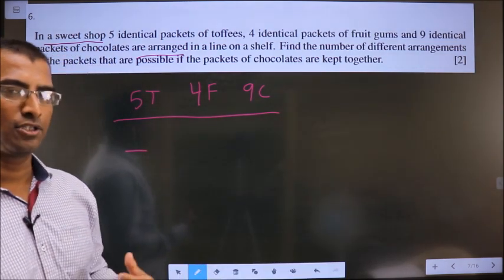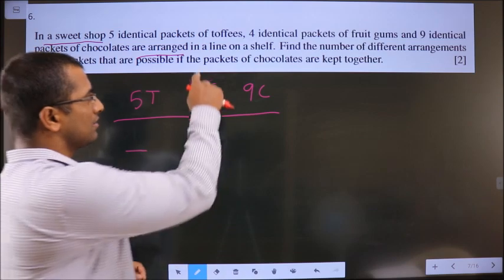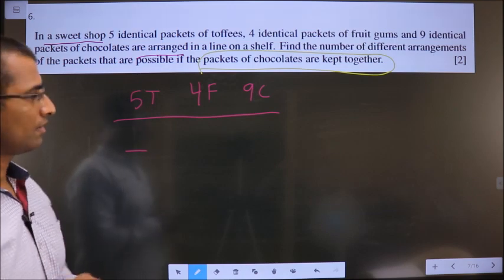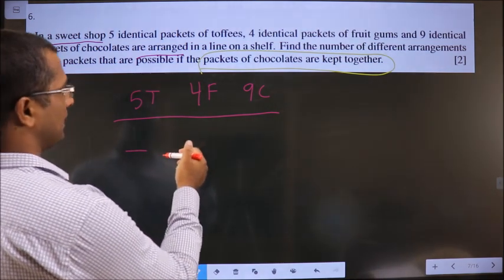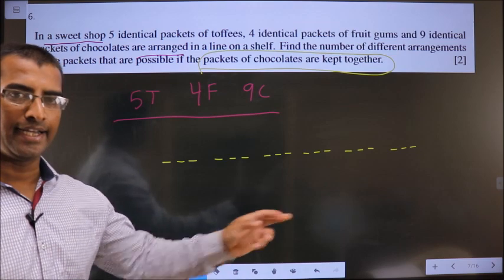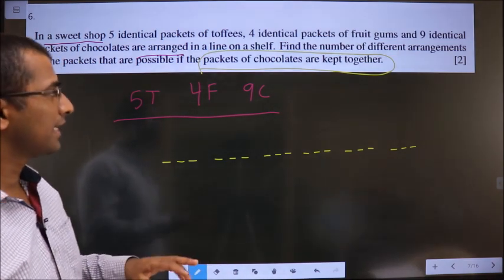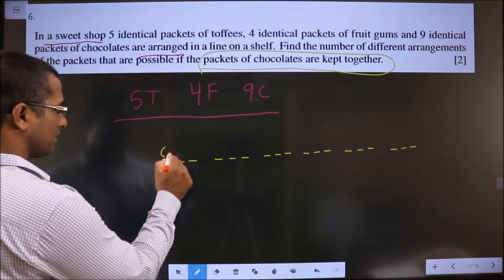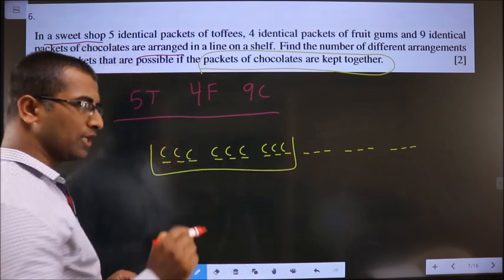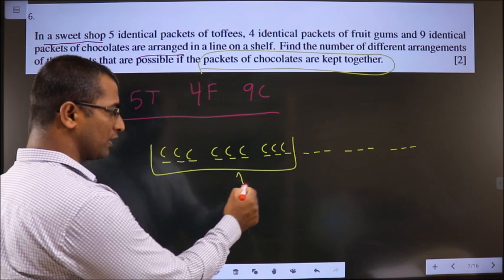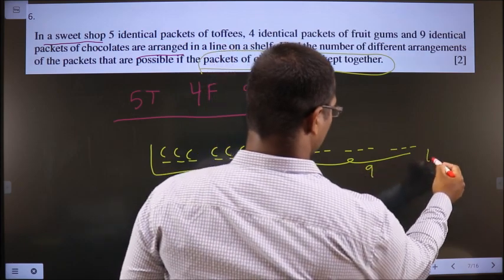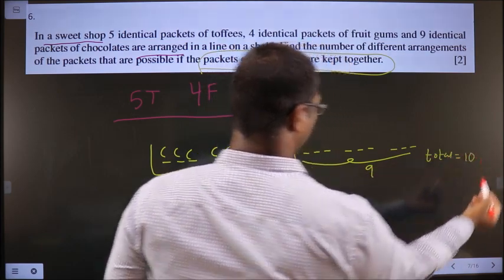Now, what condition I should check is packets of chocolates are always kept together. So now, how many of them are present? 5 plus 4, 9, 9 plus 9, 18. So total is 18, place 18 blanks. Now, chocolates should be together, means there are 9 of them. These 9 should be together means I should consider them to be one unit. And the remaining are 9. So total are 1 plus 9, 10.